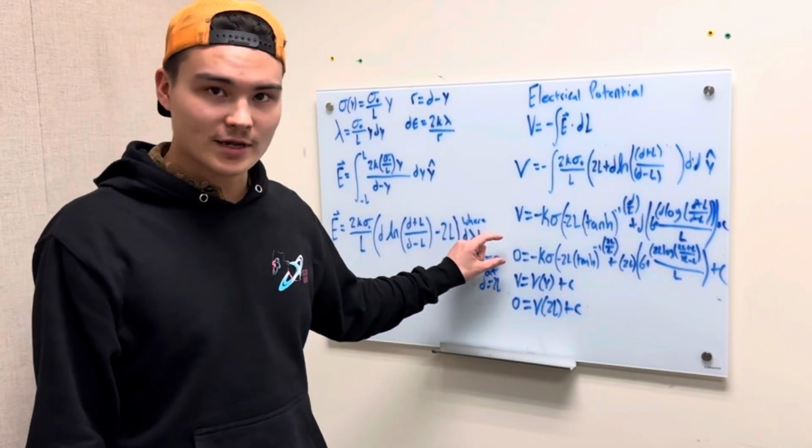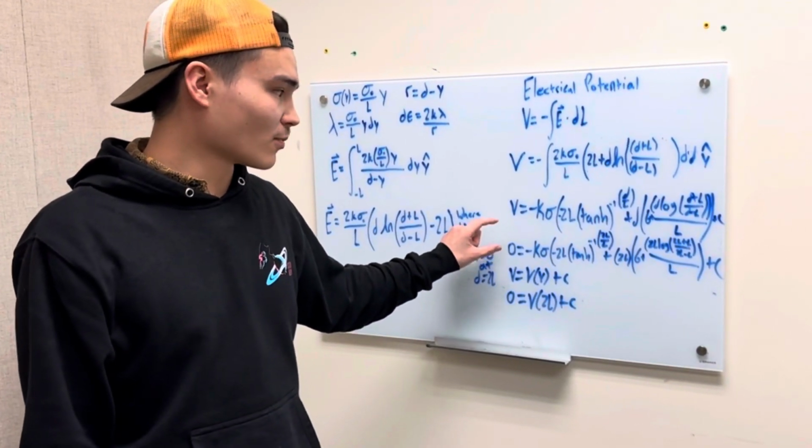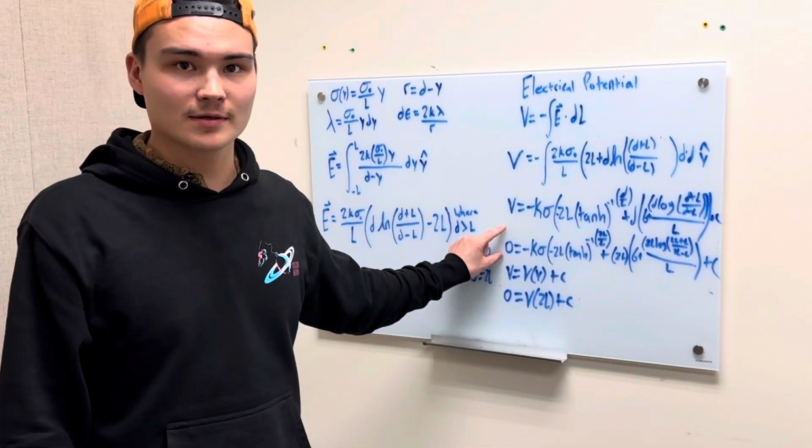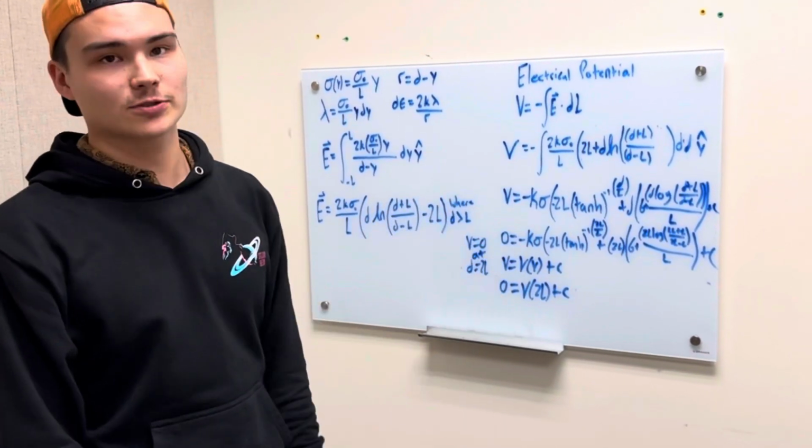So the electric potential for any point above the strip is going to be off of this equation right here, plus C. And that's our electric potential.